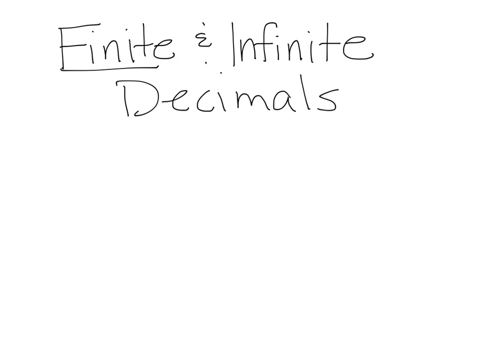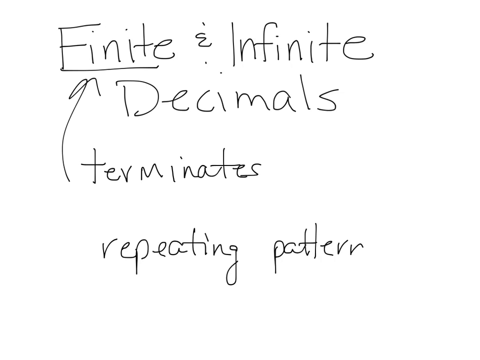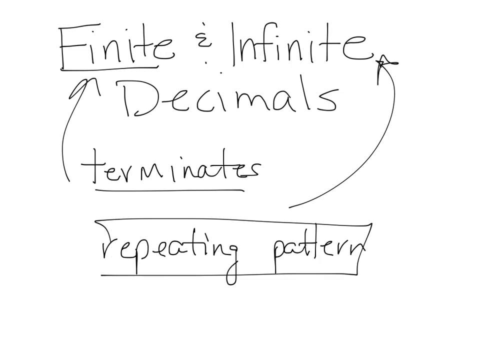A finite decimal is one that ends or terminates. All right? An infinite decimal is one that has a repeating pattern to it. That would be an infinite decimal. So as we're doing our conversions, we're going to need to see which one of these two things is happening.